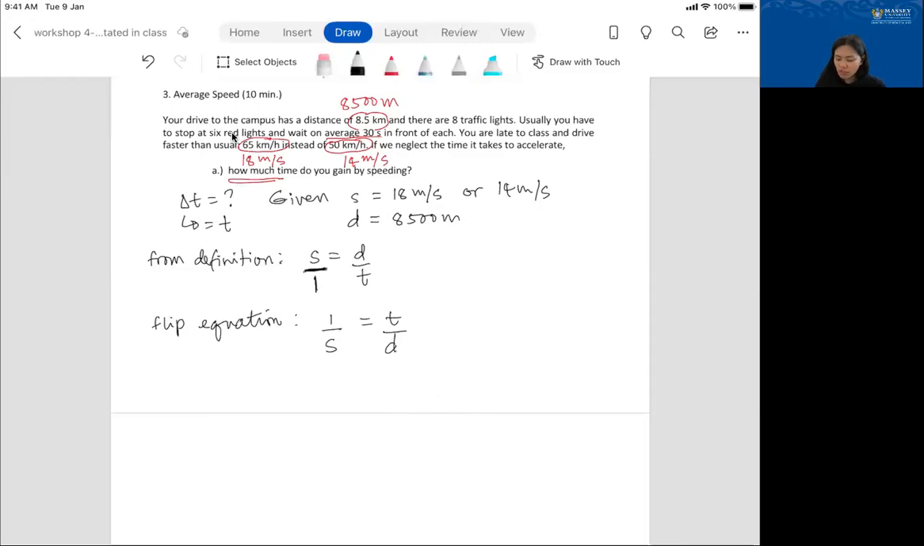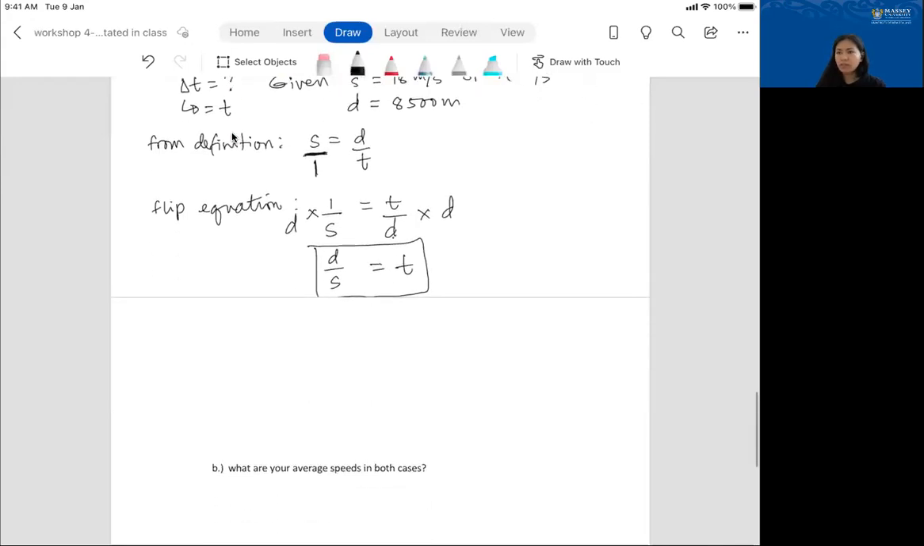Right, so then we can rearrange this equation to find t. We can multiply both sides with d, so that any number divided by itself is equal to 1. And we can do d divided by d is equal to 1. And we only have t on the right hand side, and you have d over s on the left hand side. So time is equal to distance over speed. Okay, are we okay with that?